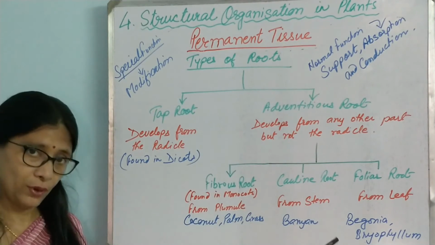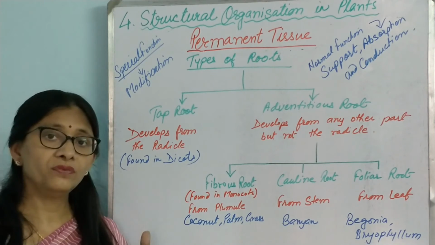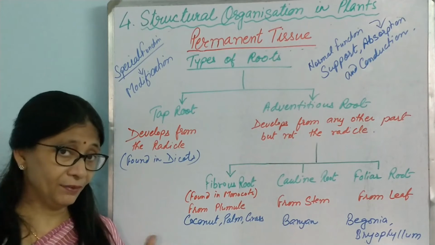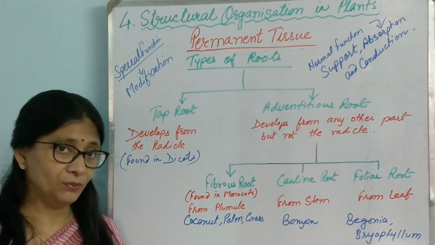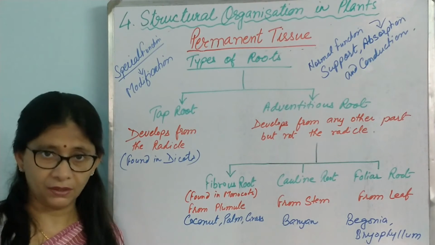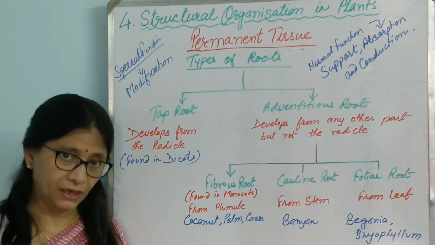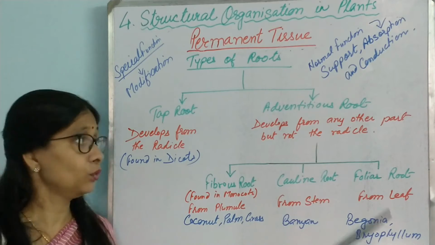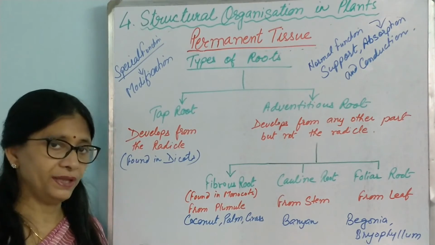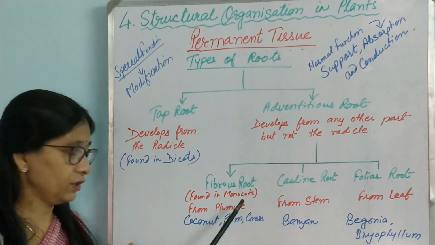But usually it so happens that in some plants like monocots, the root which has come out from the radicle gets destroyed very soon and is replaced by fibrous roots which come out from the plumule. And they become the main root of the plant. So those roots which come out from any part other than the radicle are known as adventitious roots. And depending upon the position from where they have come out, they can be fibrous roots, which come out from the plumule, as in monocots.